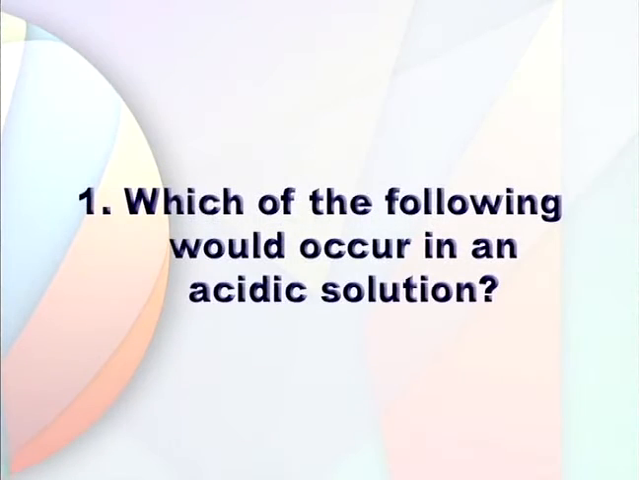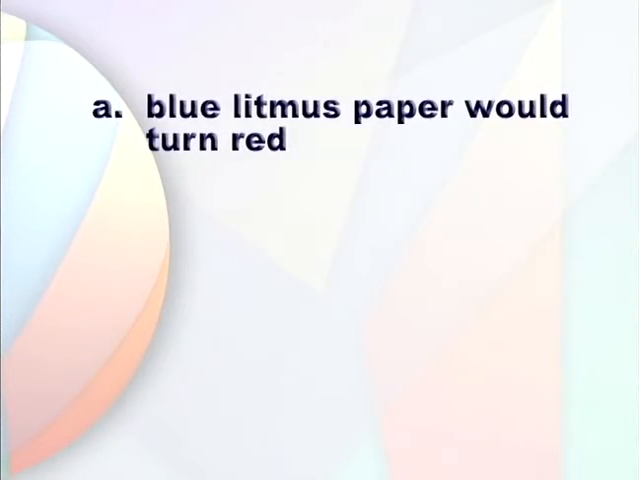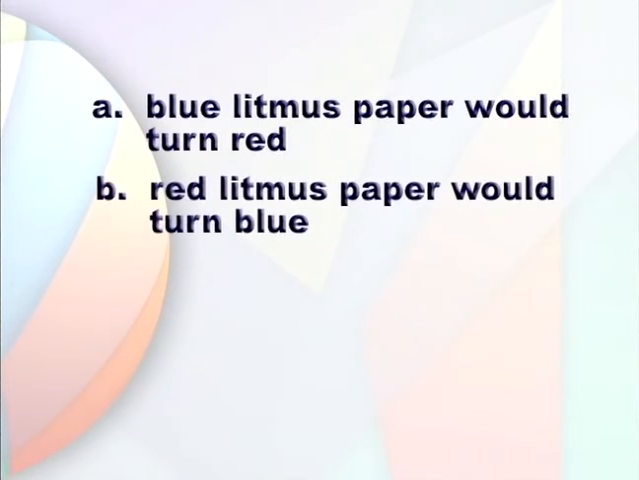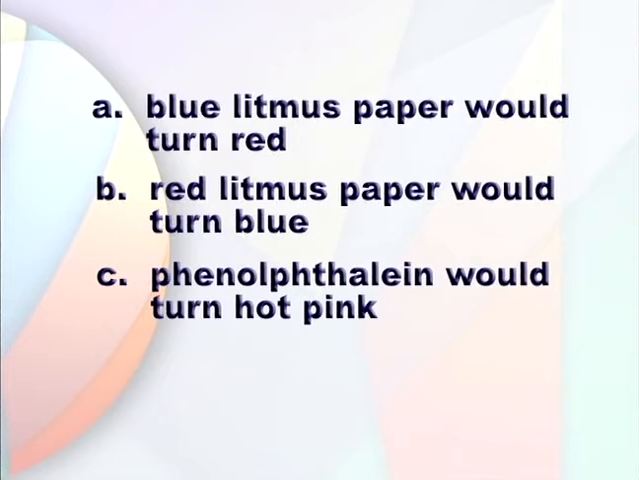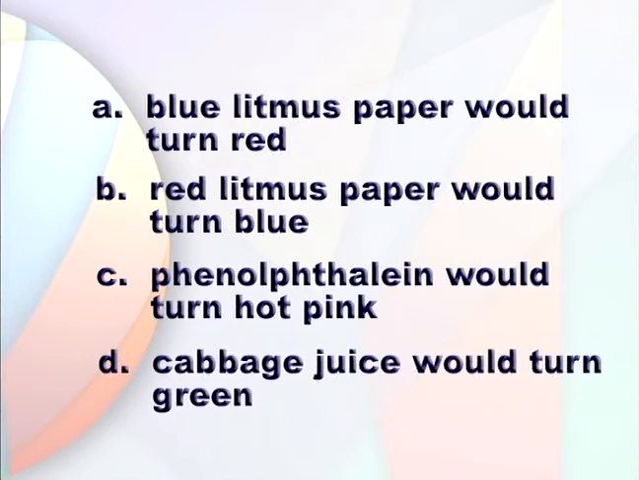Number 1. Which of the following would occur in an acidic solution? A. Blue litmus paper would turn red. B. Red litmus paper would turn blue. C. Phenolphthalein would turn hot pink. D. Cabbage juice would turn green.